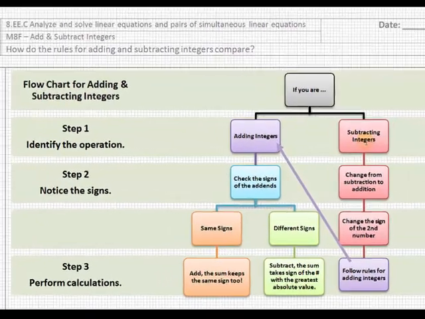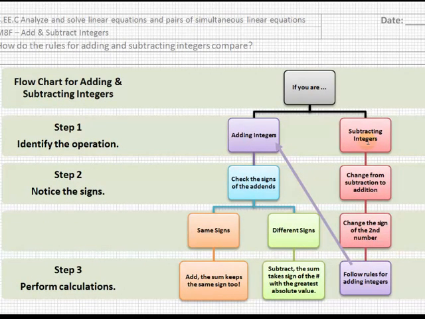Subtracting something is the same as adding its opposite. So what we can do to simplify working when we see a problem that has subtracting integers is first we can change it from a subtraction problem to an addition problem, and then we're going to change the sign of the second number. Like I said, it's going to be adding its opposite. So when you see a subtraction problem, you can change it to addition as long as you also change the sign of the second number. And then you just follow the rules for adding. So that way you really only have to learn one set of rules.